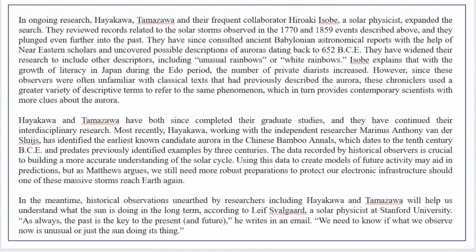They have since consulted ancient Babylonian astronomical reports with the help of Near Eastern scholars and uncovered possible descriptions of auroras dating back to 652 BCE. So now they have even checked Babylonian reports, and they have done this with the help of Near Eastern scholars, and they've also uncovered possible descriptions dating back to 652 BC. They have widened their research to include other descriptors, including unusual rainbows or white rainbows. Now, rainbows, we know it is Vibgyor, those seven colors. But now these scientists have found some accounts of unusual rainbows also, or even white rainbows. Okay, how strange is that?